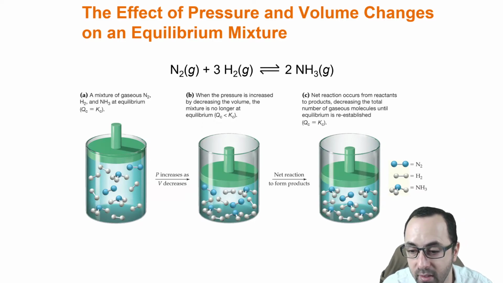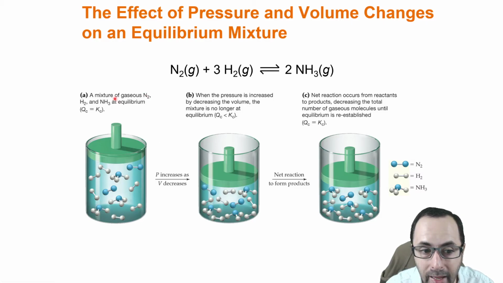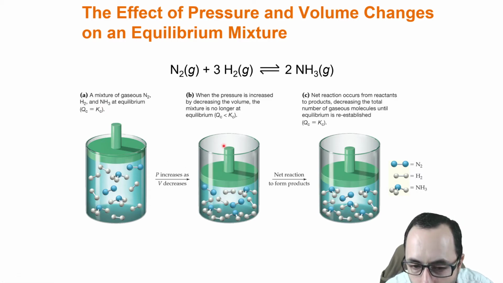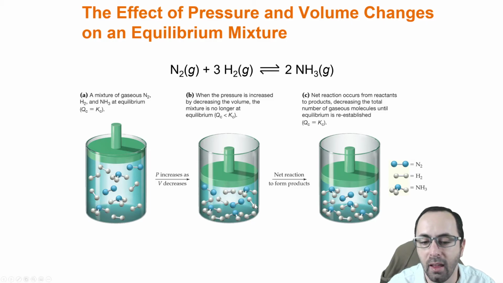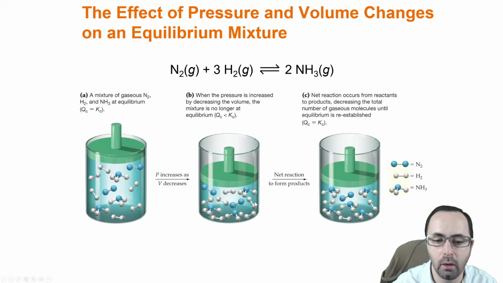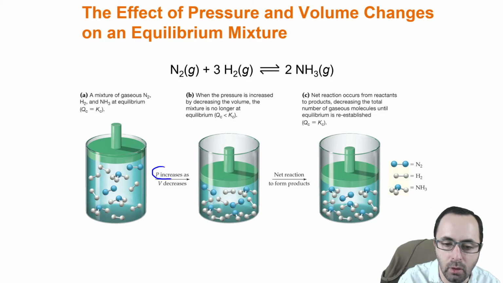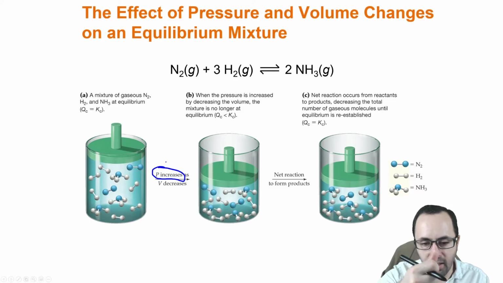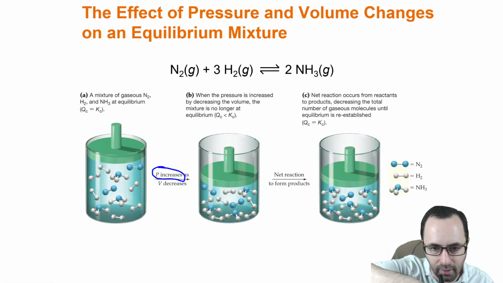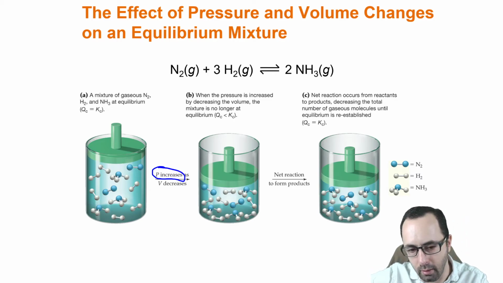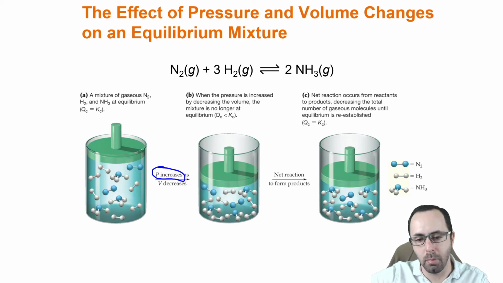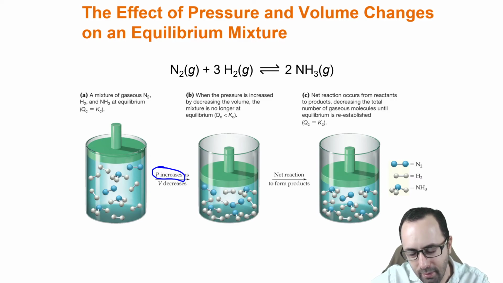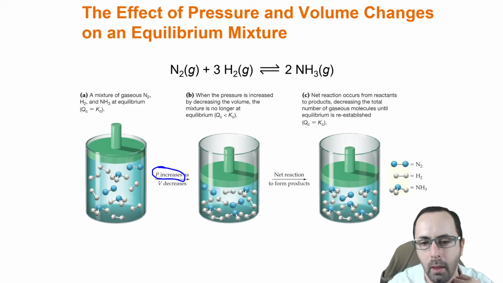So here we have this example again with the Haber process. We've got a mixture of N2, H2, and NH3, and it's at equilibrium, so Q is equal to K. But now we push the piston down, and that is increasing the pressure. Here we have increased the pressure because the volume has decreased. If you were pushing against the gas, like the shocks on your bike, you push down on it, and it's pushing against you, right? The pressure is increasing.